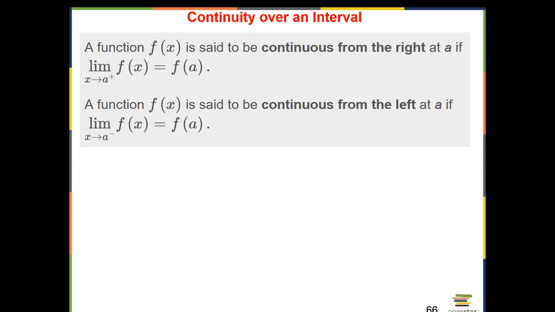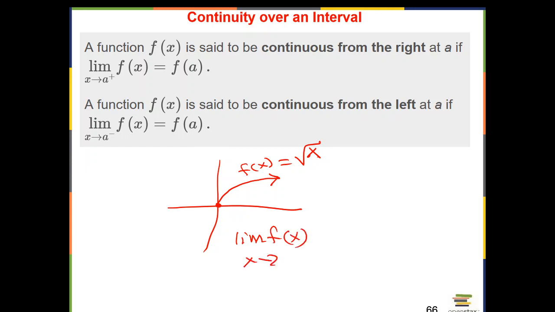Continuous over an interval. Let's talk about right continuity and left continuity. Sometimes we have functions like, for example, the square root. So f of x equals the square root of x. Now, is it continuous at 0? Our definition says that the limit of f of x as x approaches 0 has to be f at 0. But notice, we can't really find this limit because we cannot go to the left of 0, because this function is not defined for numbers less than 0.